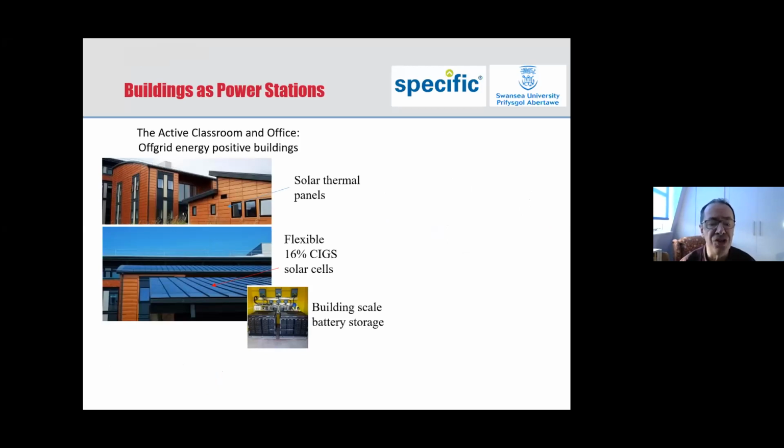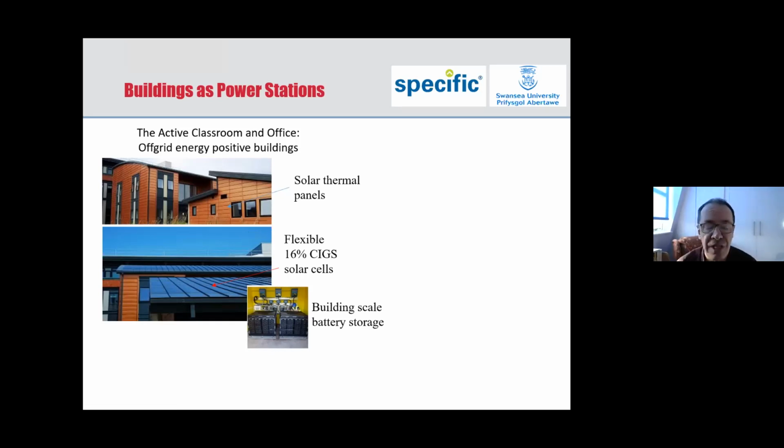These are two illustrations of their Active Classroom and their Active Office, which are off-grid energy-positive buildings in a part of the UK which is actually rather unsunny. Swansea is, despite the blue sky you can see here; that is a rather unusual day in Swansea.